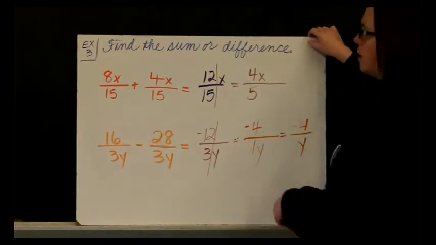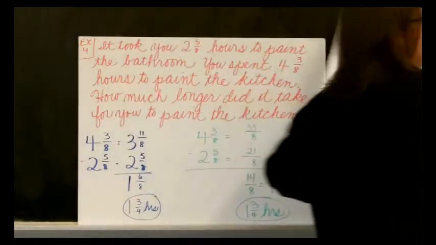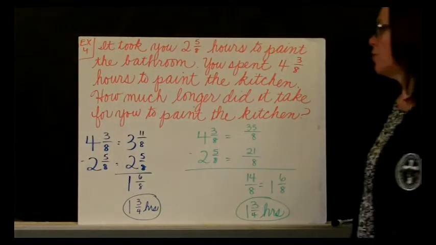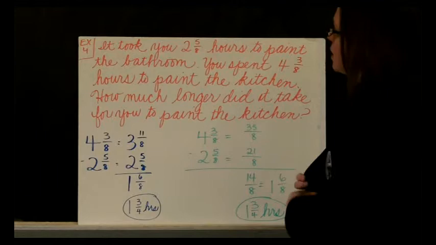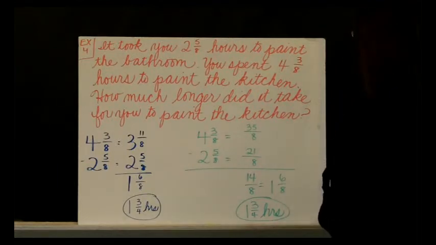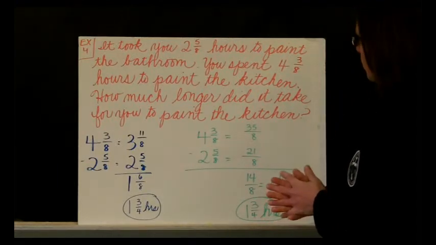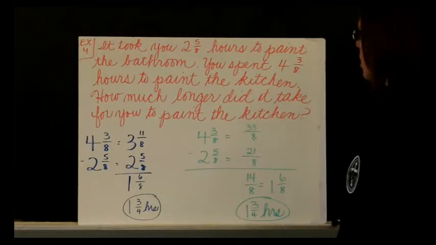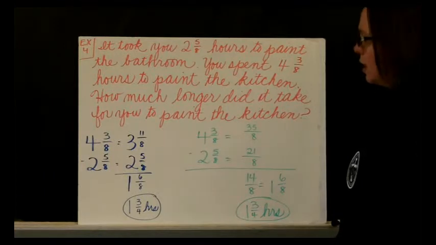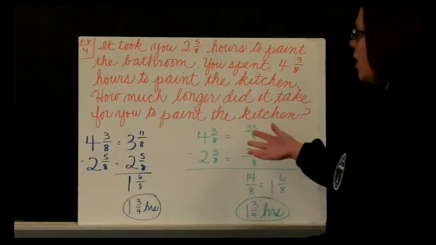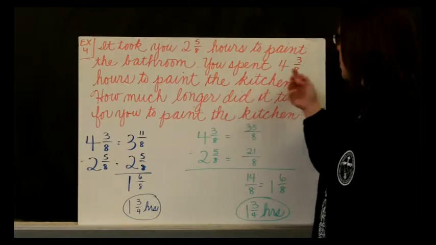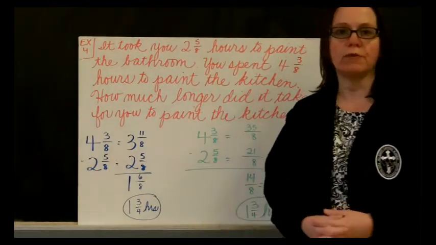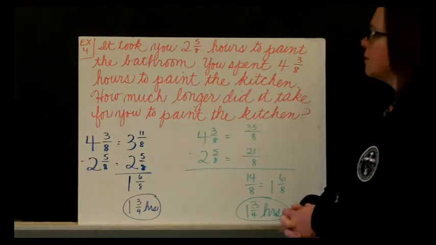And before we finish, we have one more example. Here we have a word problem. I've already done all the work. It took you 2 5/8 hours to paint the bathroom, and then you spent 4 3/8 hours to paint the kitchen. How much longer did it take for you to paint the kitchen? So this is just a basic subtraction problem where we are finding the difference between the two amounts of time that you spend painting the 2 rooms in your home.